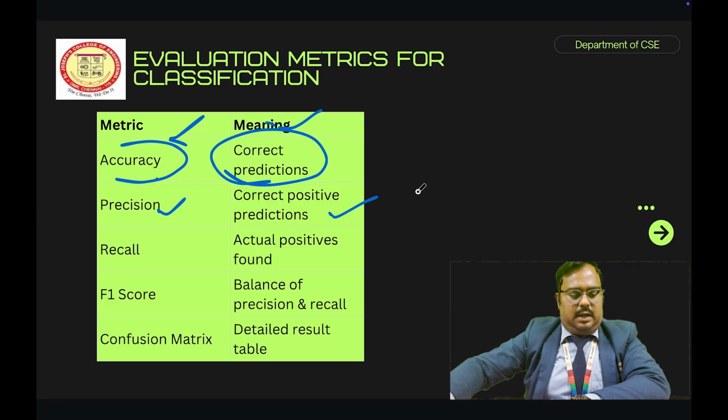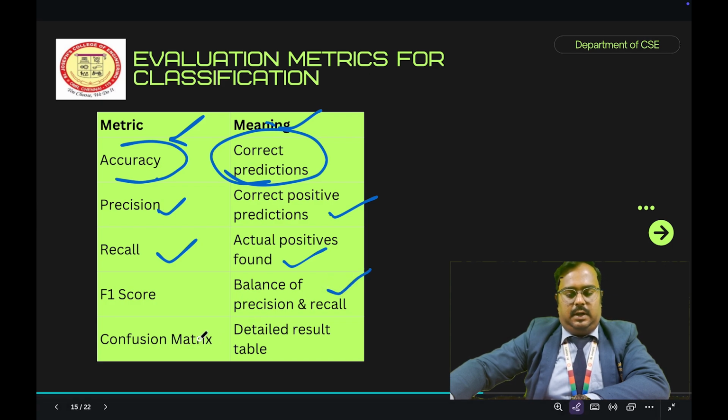Next one is recall. Recall is the actual positives found. Actual positive is nothing but the recall. The F1 score is the balance of precision and recall. Next one is the confusion matrix. The confusion matrix is used to give detailed results in a particular table.